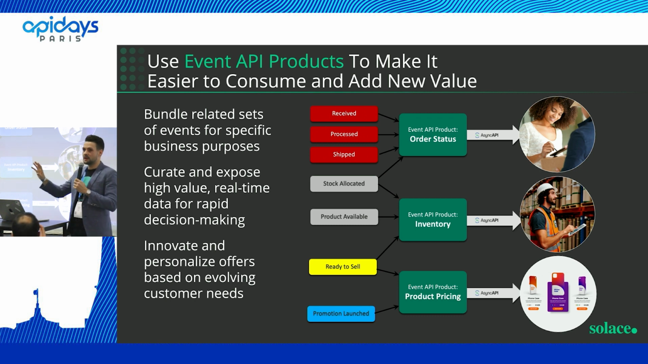You have a couple of events which are related to the order status. You have a couple of events which are related to the inventory. And in this case, you also have a couple of events which are related to the pricing. And what you do is you would cluster those events, bundle them as API products, and be able to describe them within AsyncAPI and allow also other stakeholders in your company to consume this event API.